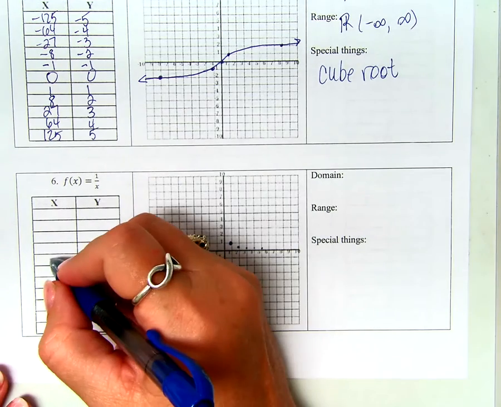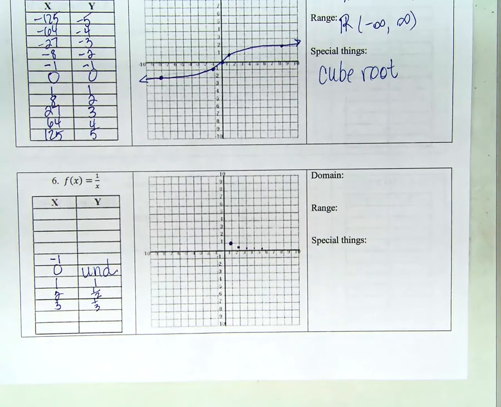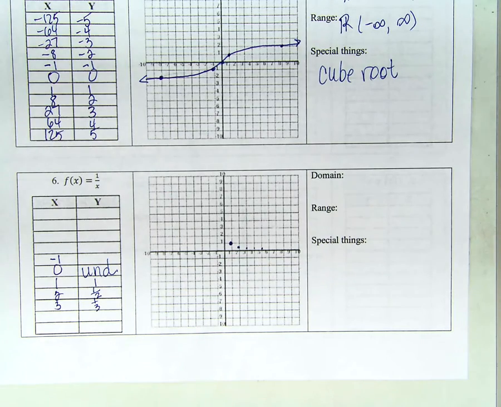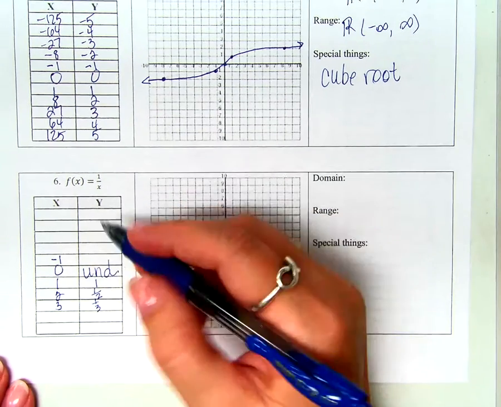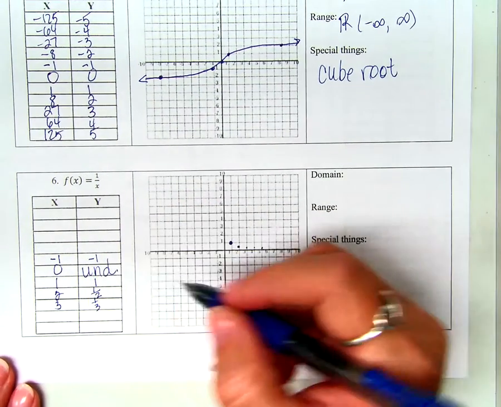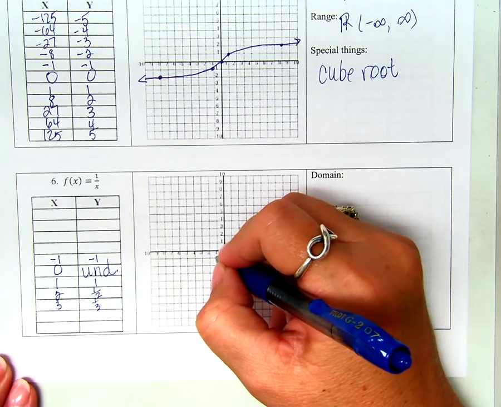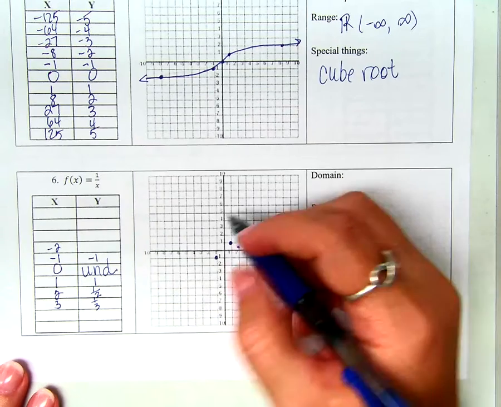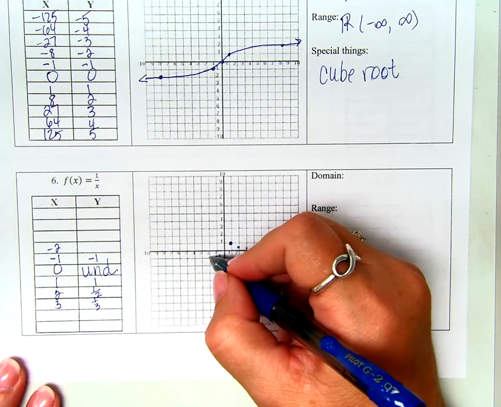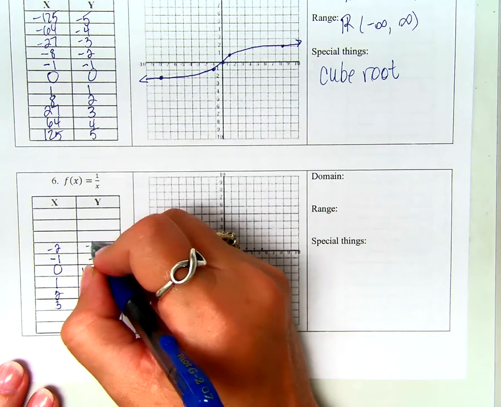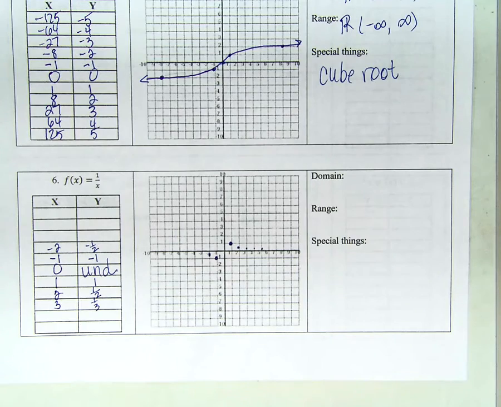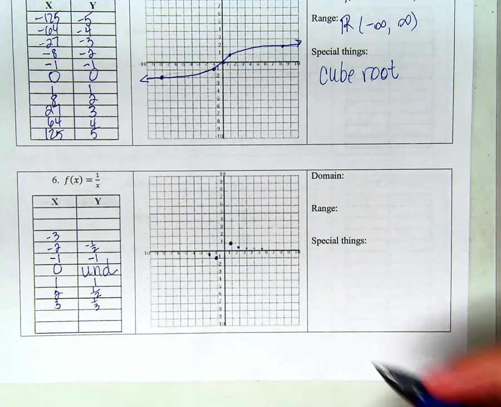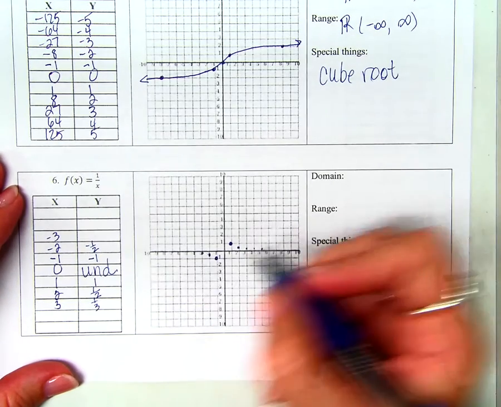Then I want to jump up here and say, what if it's -1? I know I haven't finished with the positive numbers yet. Please just trust me for a minute, okay? What if x is -1? What's y? -1. So -1, -1. What if x is -2? -2, -1/2. Okay, -1/2. What if x is -3? -1/3. So we're here.